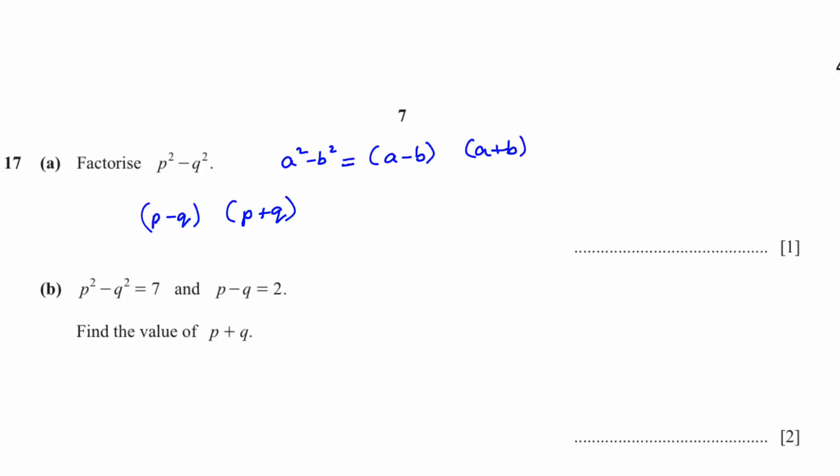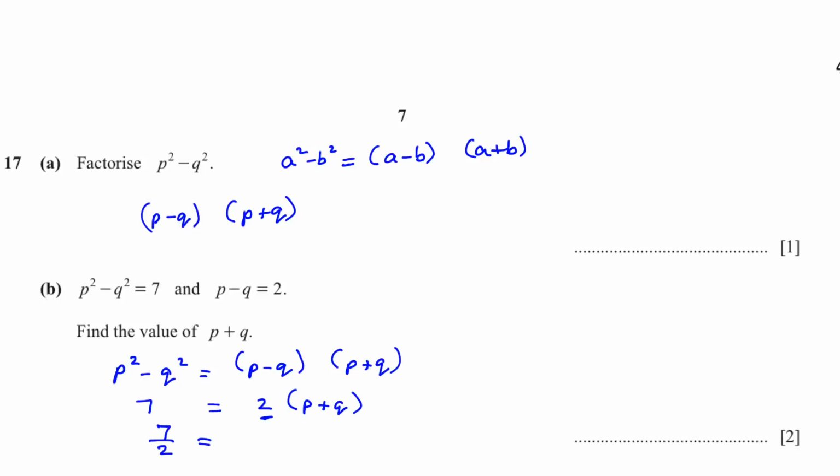In part B, we have been given that p squared minus q squared is equal to 7 and p minus q is equal to 2. Find the value of p plus q. A very easy question. We know that p squared minus q squared is equal to p minus q times p plus q. Replace the values that have been given to you. This here is a multiply, so when I bring it here, it will become a divide. So p plus q is equal to 7 over 2, or you can write it as 3.5.